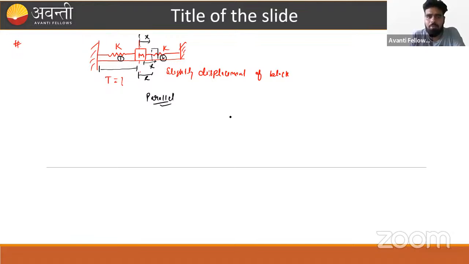If this is the parallel combination, then what is the K equivalent, beta? That is K1 plus K2. So what is the K equivalent? That is K plus K, that is 2K. Then how can we write down the time period?